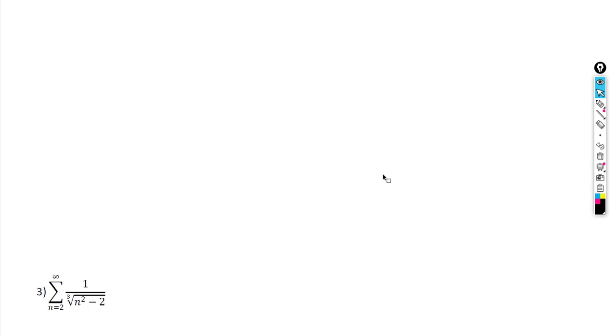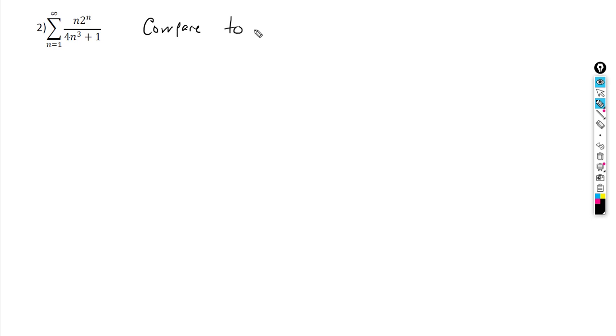Let's do it. Oh, right there. All right. So I have the summation from n equals 1 to infinity of n times 2 to the n over 4n to the third plus 1. Well, I'm going to compare this to n times 2 to the n over n to the third, which actually is 2 to the n over n squared. Okay, the reason I left this n in here is because I know 2 to the n is actually going to grow by a heck of a lot more, but you're still making a comparison. It's nice because it is going to simplify with the denominator, right? So I kind of left it in there.